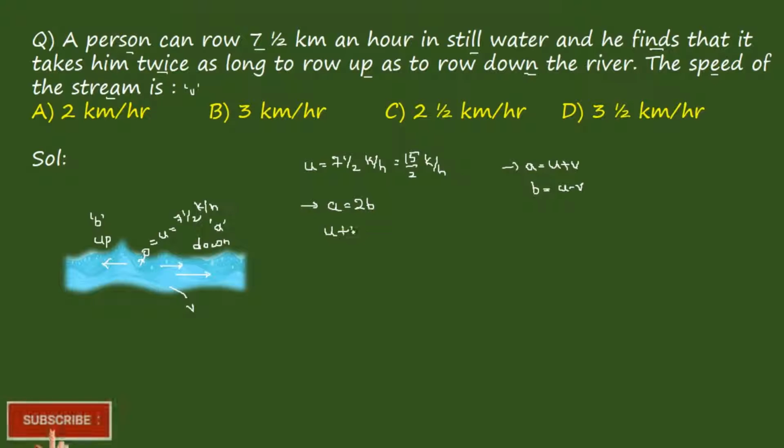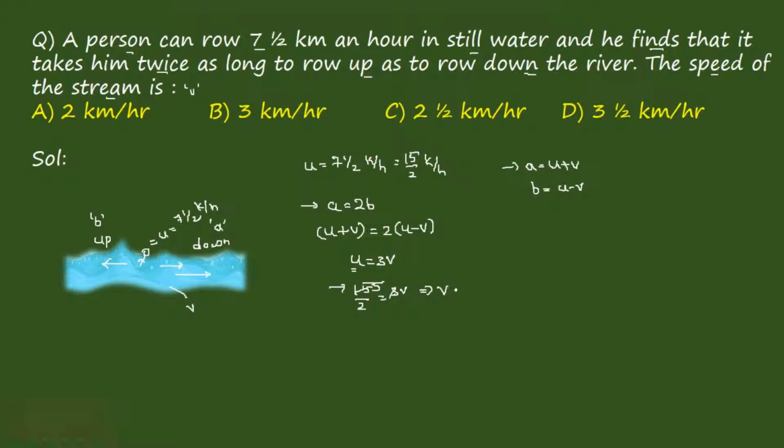U plus V is equal to 2 times of U minus V. Then we get U is equal to 3 times of V. We know the value of U is 15 by 2. Then we get 15 by 2 is equal to 3 V. By 1 it goes by 5, right? Then we get V is equal to 5 by 2, which is equal to 2 1 by 2 kilometers per hour. So answer option C.